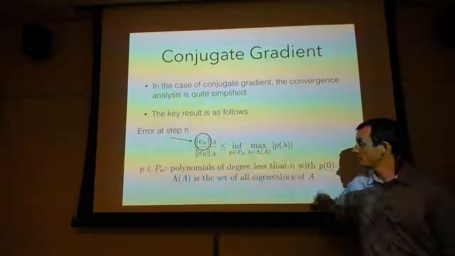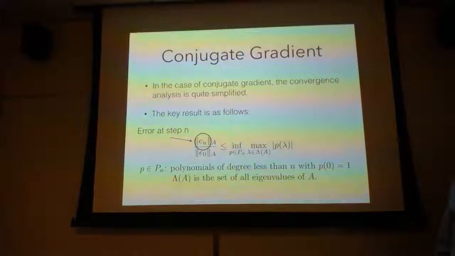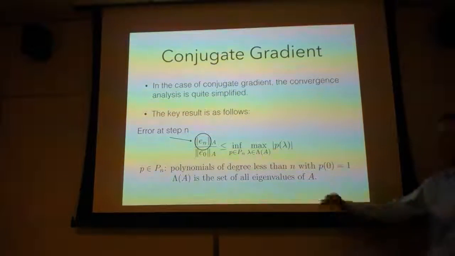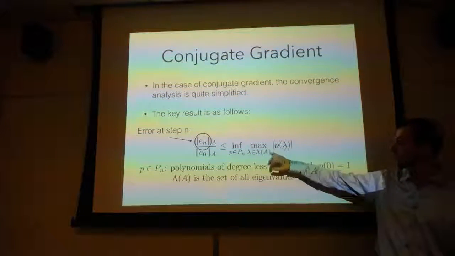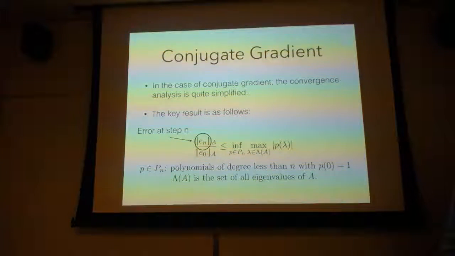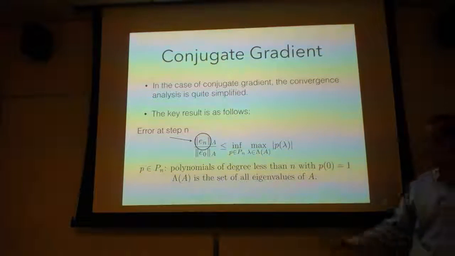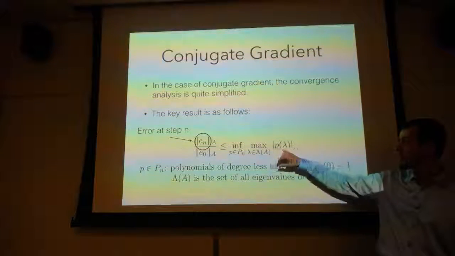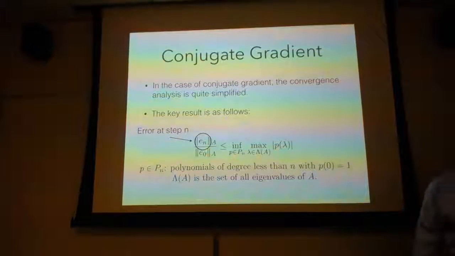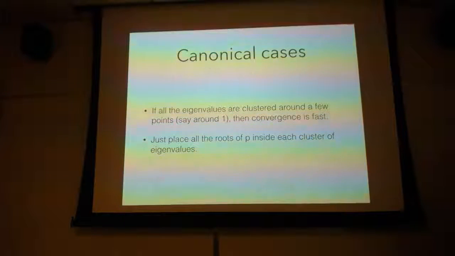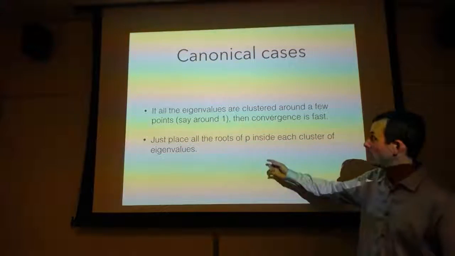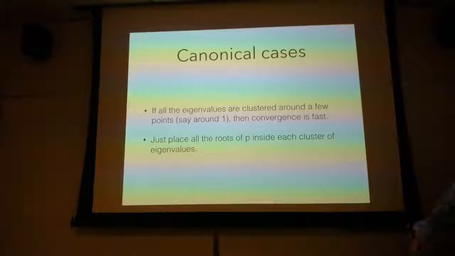So P is only of order n, so you have at most n distinct roots. So you have fewer roots than eigenvalues, and you cannot make P of lambda 0 for all eigenvalues. But if all the eigenvalues are clustered around 1, the idea is you're going to place the n roots in this cluster around 1. And then if P is 0 at many points inside this cluster, you can also expect that it's going to be small at nearby eigenvalues. So now you can see that convergence is fast if eigenvalues are inside a cluster. In fact, you can generalize this argument: if you have a few clusters, this is going to work as well.